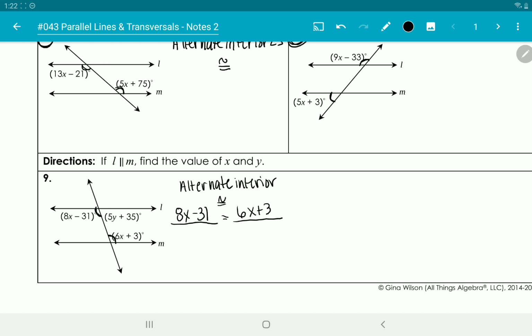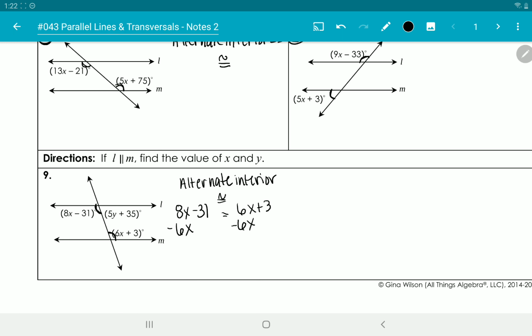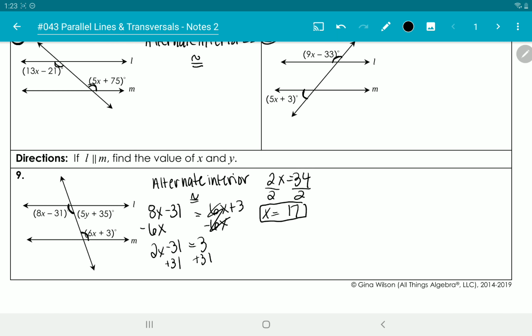And again, I'm going to erase the blanks so I have a little more room to solve. So I'm again going to get the smaller value of x over to the other side, smaller coefficient. Okay, so it's going to be 2x minus 31 equals 3. We'll add this 31 to the other side, giving us this 2x equals 34. Okay, then we'll divide by 2, giving us that x is equal to 17. Okay, so we solved for x. Now we need to solve for y.